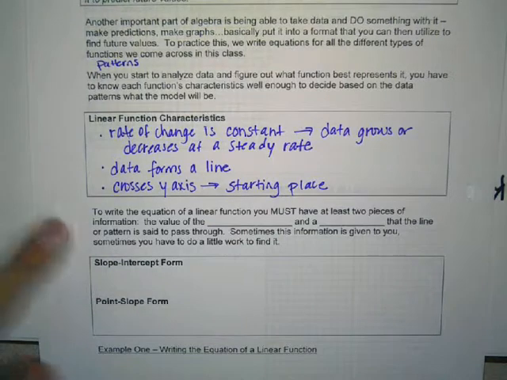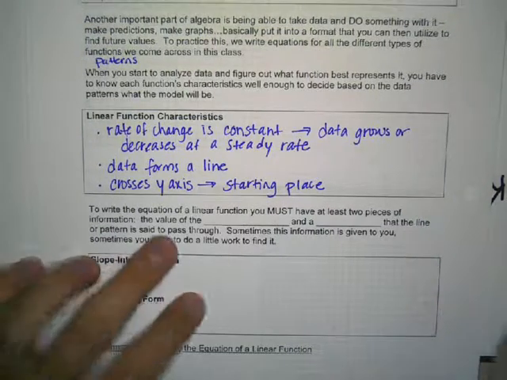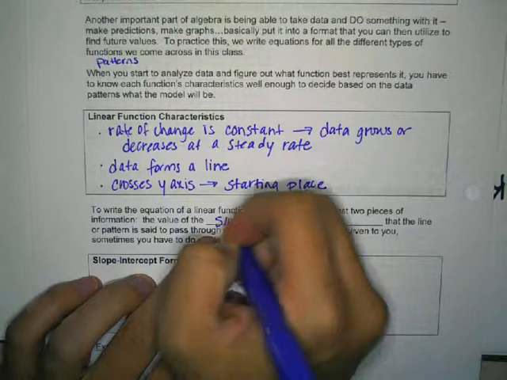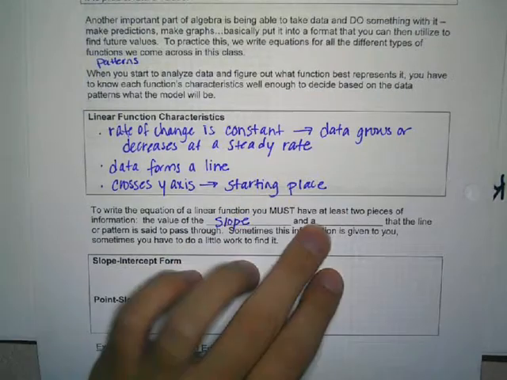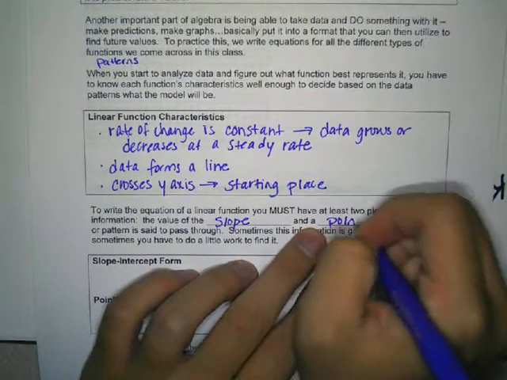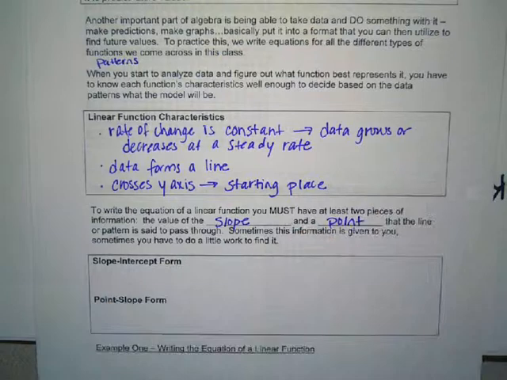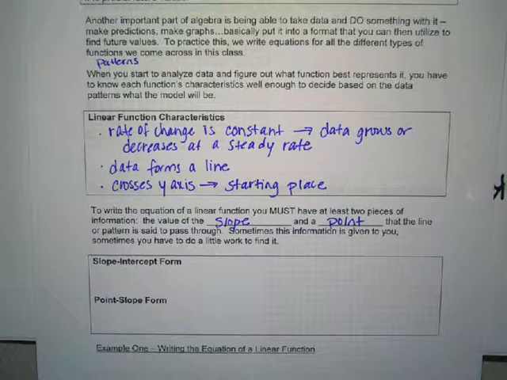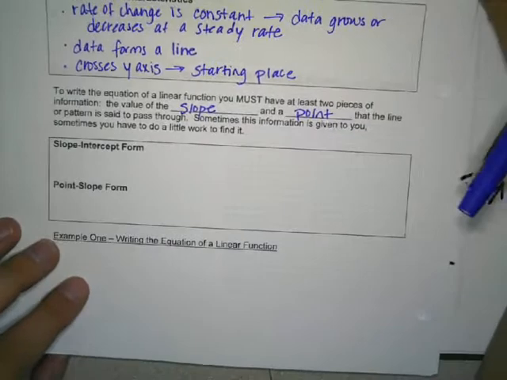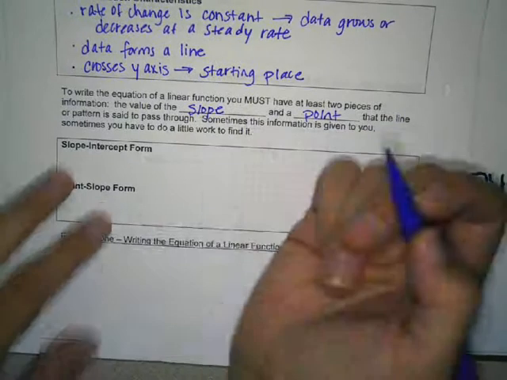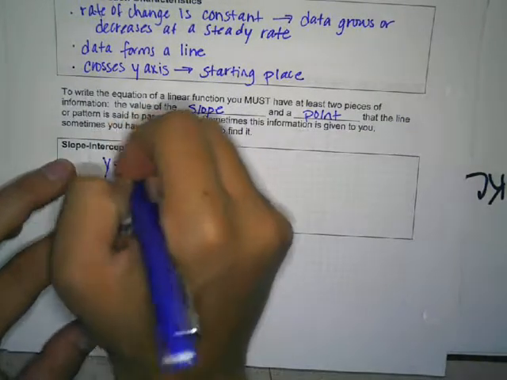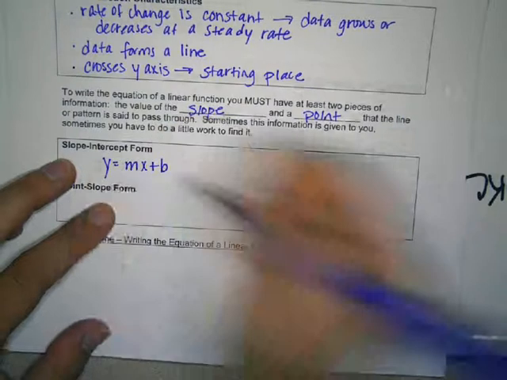To write the equation of a linear function, you must have at least two pieces of information. You must have the value of the slope, or how steep the line is, and a point. So you need a data point, or an x, y, that the line or pattern is said to pass through. Sometimes this information is given to you. Sometimes you have to do a little work to find it. The two forms that we are going to use the most to make linear equations is the slope-intercept form, which everybody's pretty familiar with, y equals mx plus b.